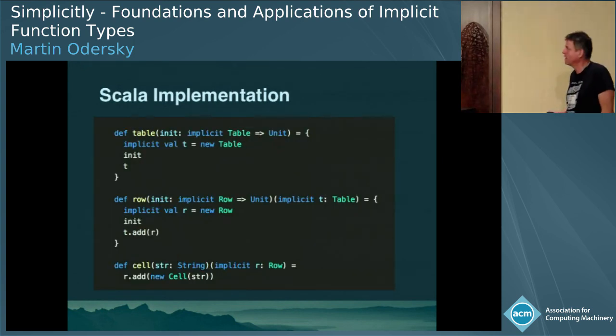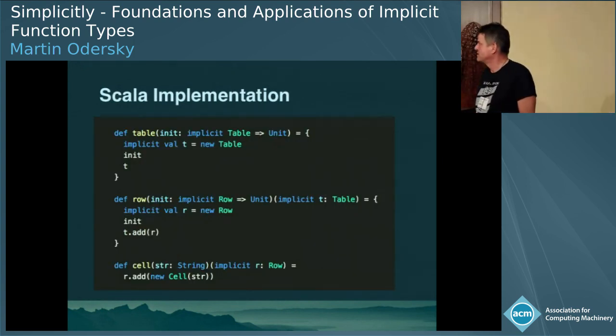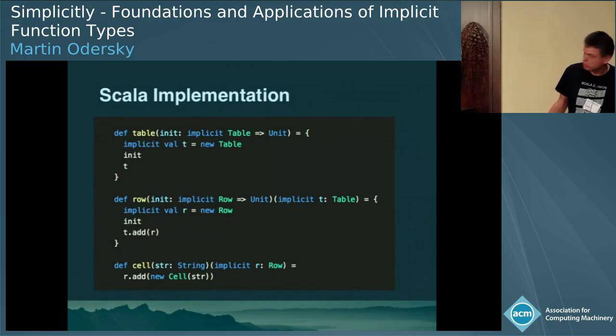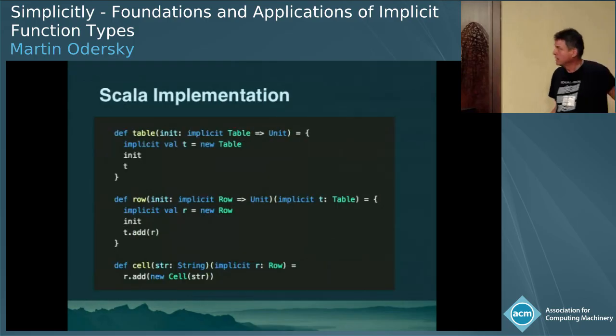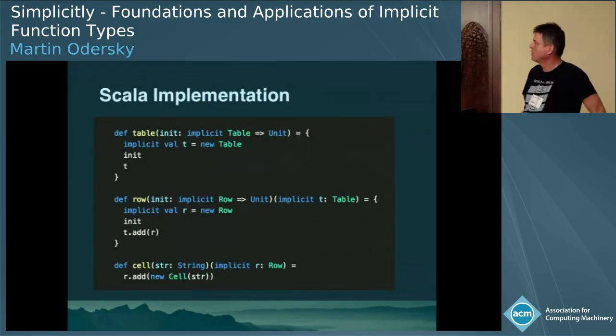So here's a way to write that. Let's start with table. Table has initialization code, and that initialization code is just an argument to table. What the initialization code needs to know is: what's the enclosing table? So we pass that as an implicit parameter. We create a new value of that parameter, we pass it implicitly to init, and we return the table.